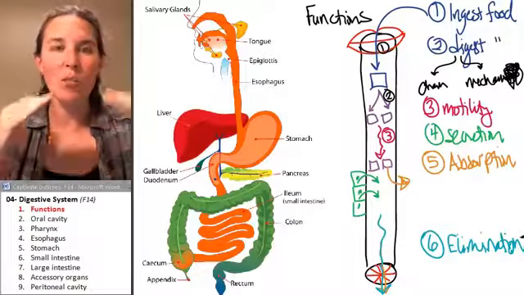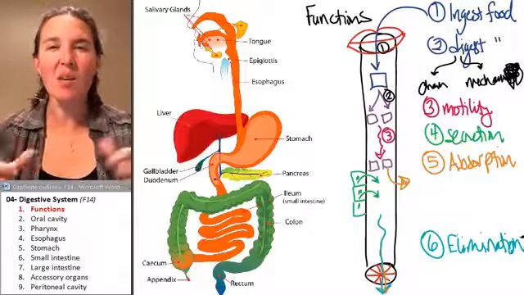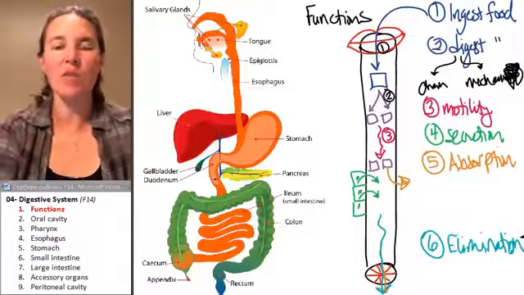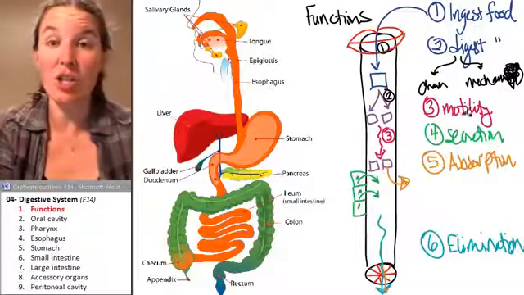And now we're going to break down each individual part of our tube and talk about the unique features found in that part of the tube, and some of the anatomical features, and then some of the functions in each part.